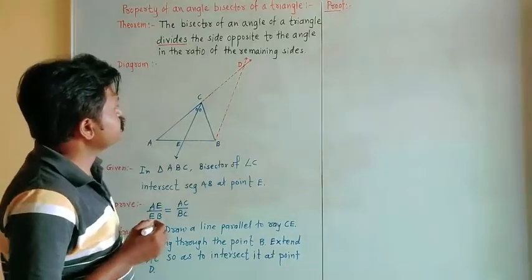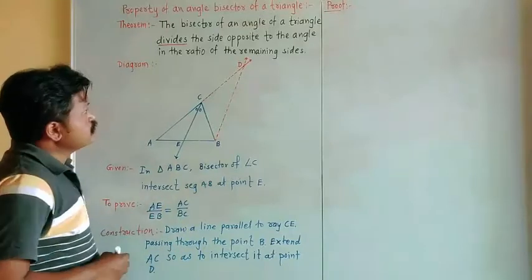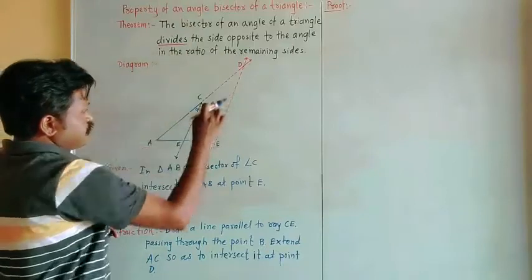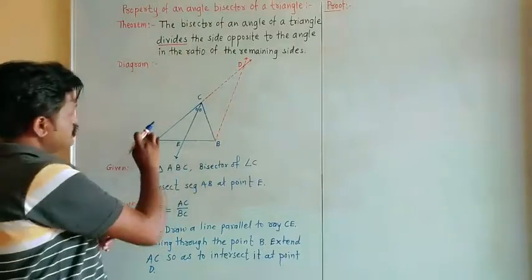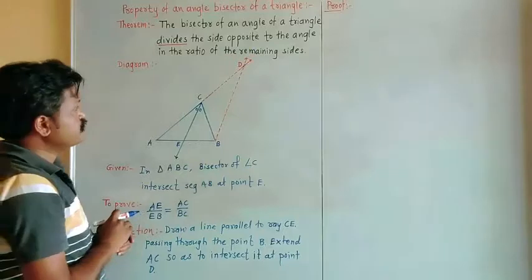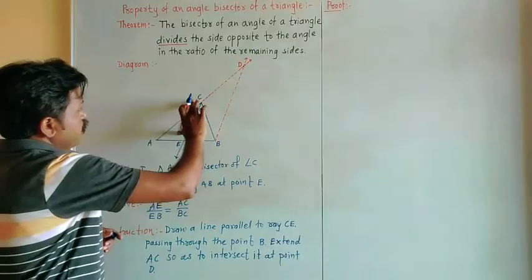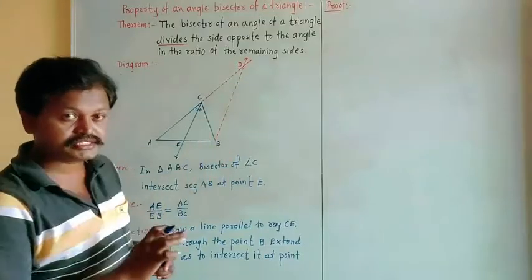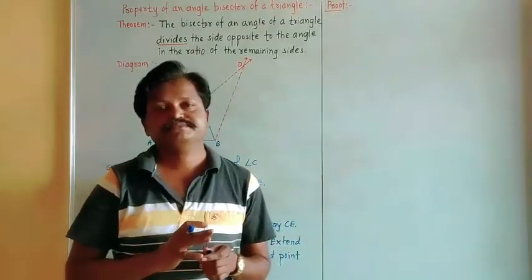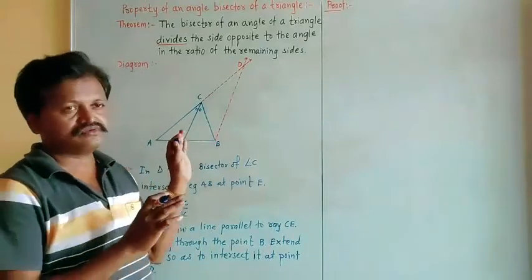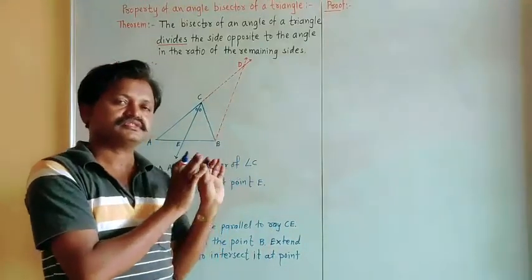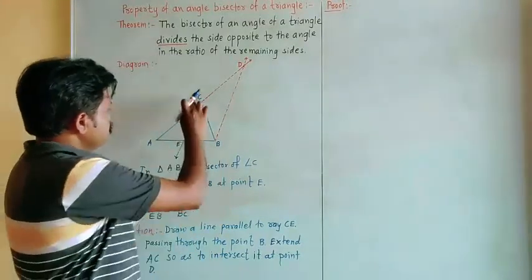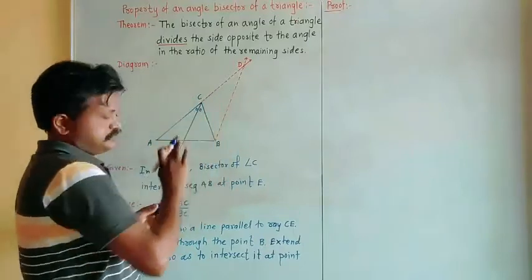So look in this figure first. In triangle ADB, ray EC is parallel to BD. So that is one important point in this theorem. We apply BPT here because CE is parallel to BD.